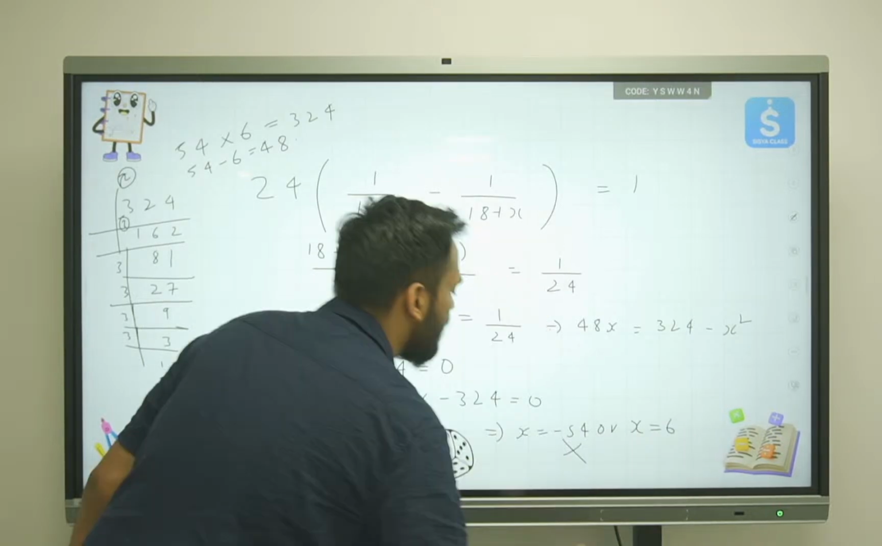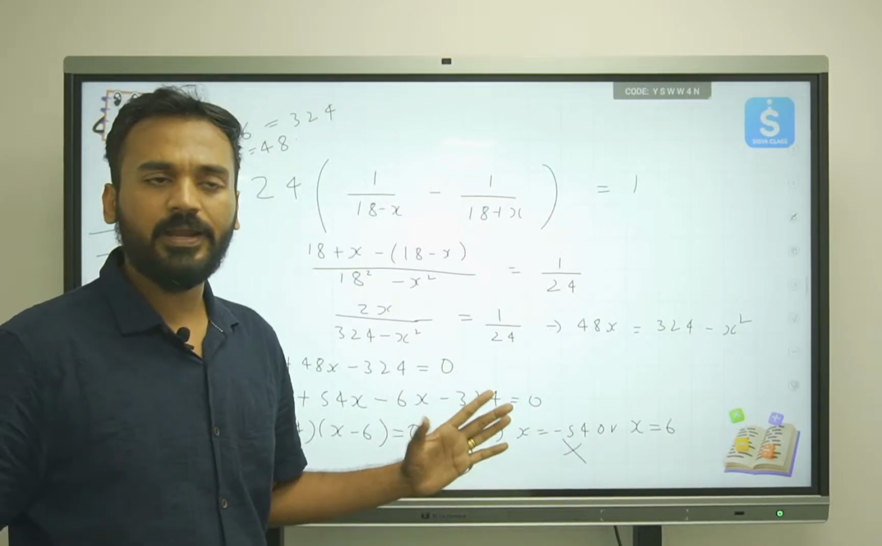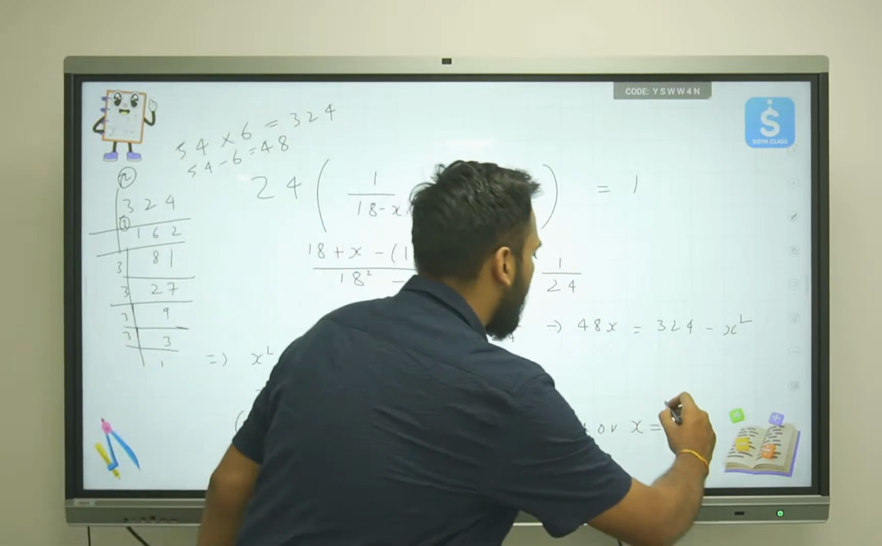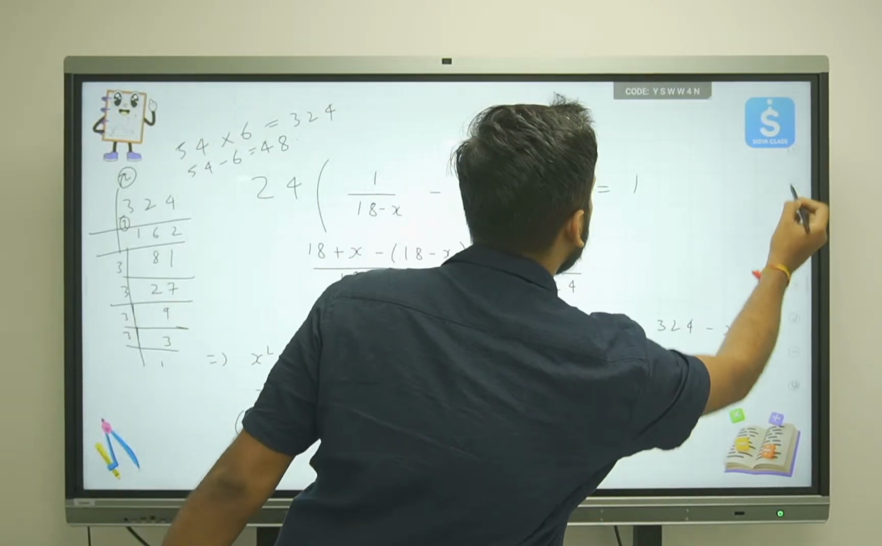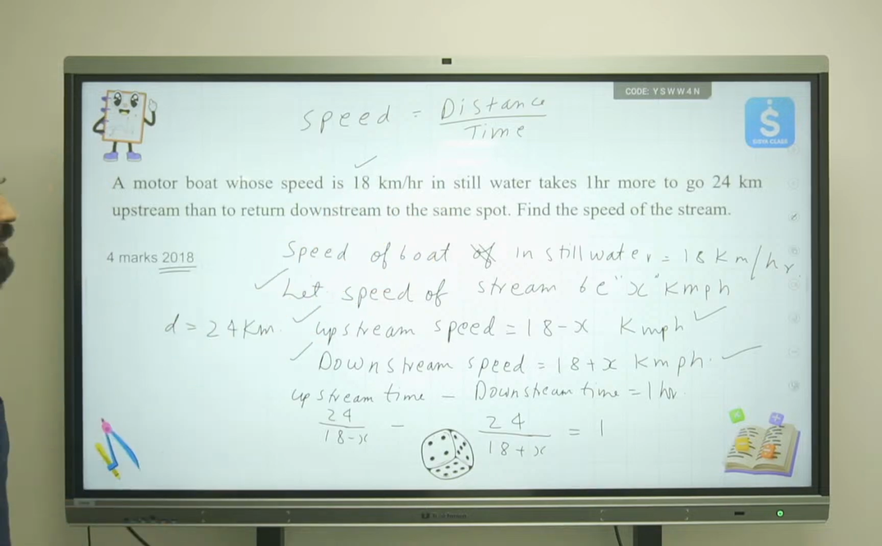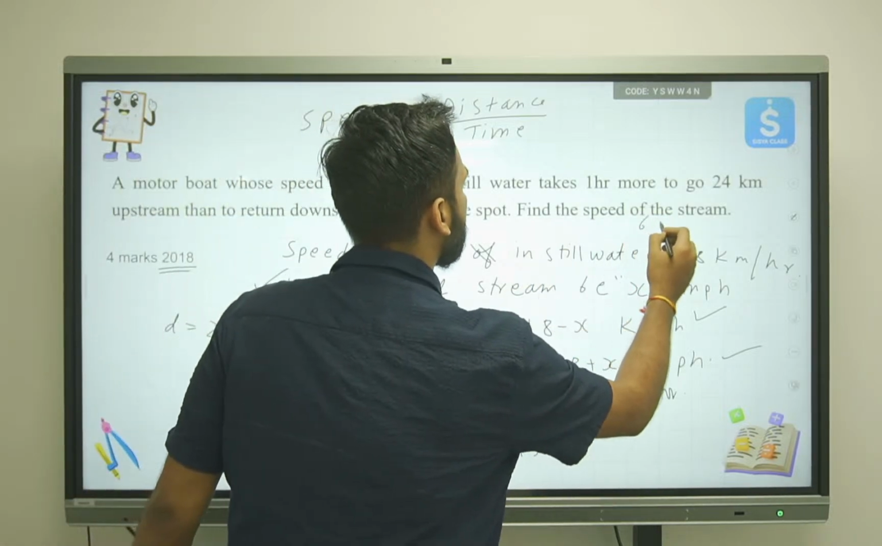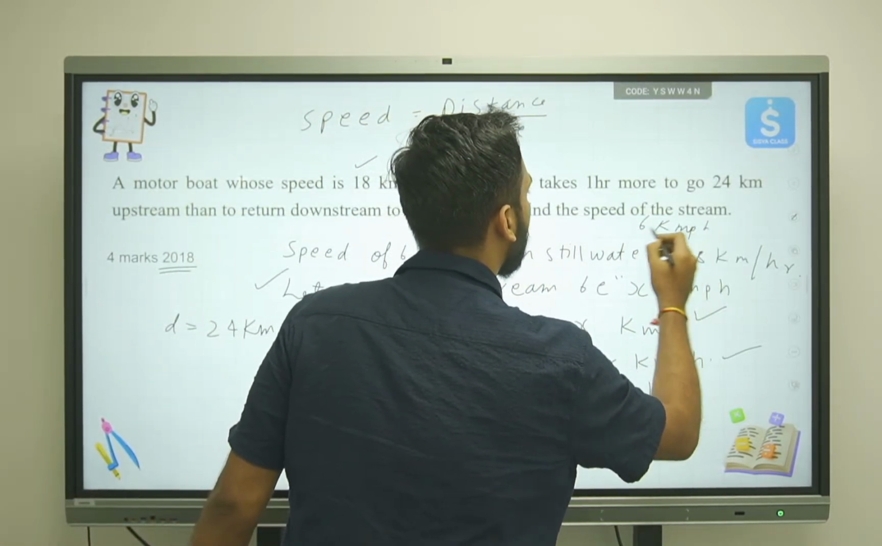This we will neglect because the speed of the stream cannot be negative. It has to be positive. x is equal to 6 km per hour. This is what we needed to find out: the speed of the stream. Therefore, x is 6 km per hour. Finally, you will write the answer.